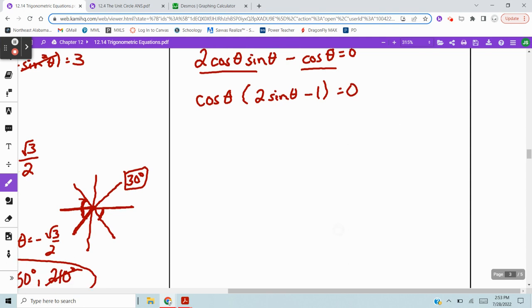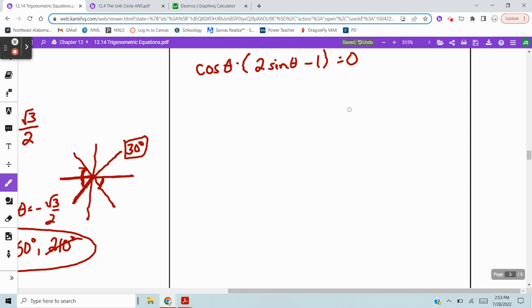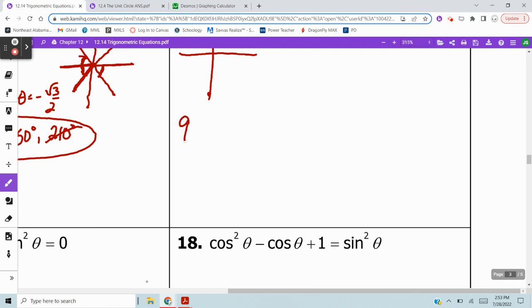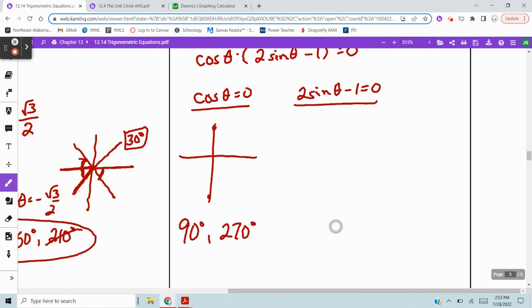So now I factored it, and I can break it apart since I've got multiplication, and I can say either the cosine of theta is 0 or 2 sine of theta minus 1 is 0. So now notice that this only involves cosines, this only involves sines. So first part of the problem, where is cosine equal to 0? That's going to be a quadrantal angle here or here. So that's going to be either at 90 degrees or at 270 degrees.